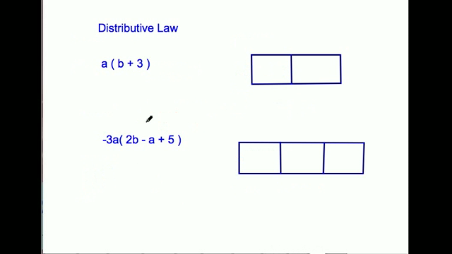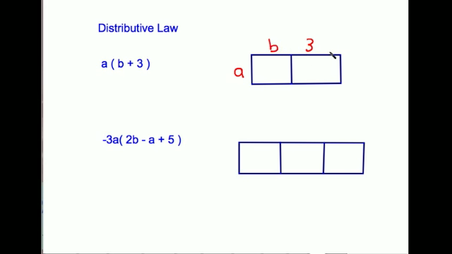Finally, we look at an important law called the distributive law. We can understand the distributive law by thinking of it as an area of length a and b plus 3. This length here is a, and this length is b, and this length is 3, giving us the whole length here, b plus 3.